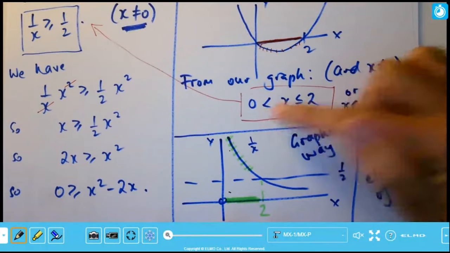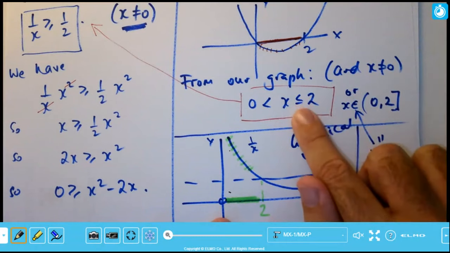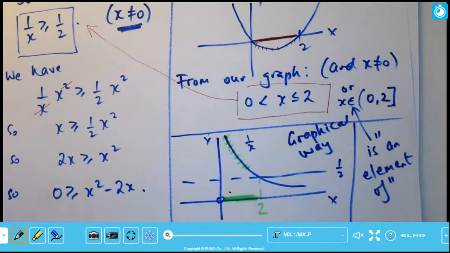So if you have a strict inequality with no equals, it's a round bracket. If you have a square one, it's less than or equal to, or greater than or equal to, whatever it is. Okay, welcome.